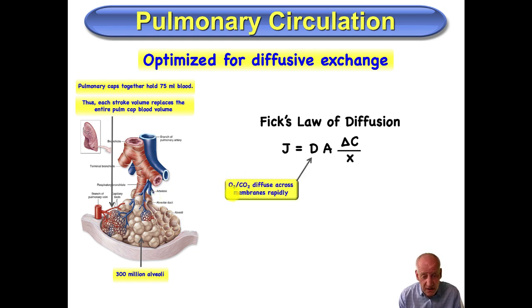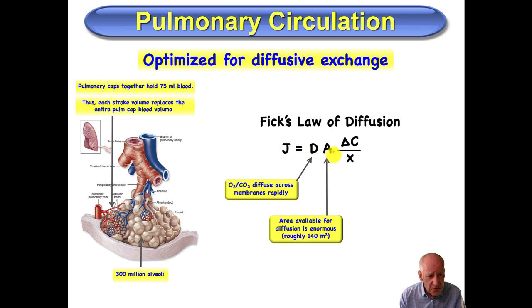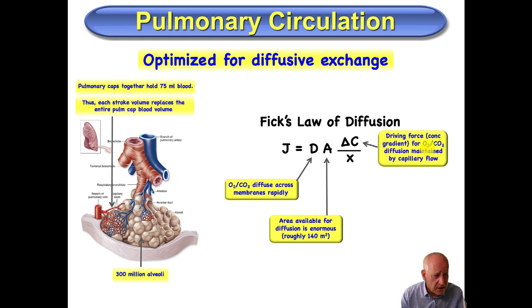Both oxygen and CO2 are very small hydrophobic molecules that penetrate the cell membrane very rapidly, so the diffusion coefficient is very high. The area available for diffusion is enormous. It's about the size of a doubles tennis court. And the driving force for oxygen and CO2 exchange is maintained by continuous capillary flow. And finally, the diffusion distance, x, is extremely thin, just 1 micrometer thick.